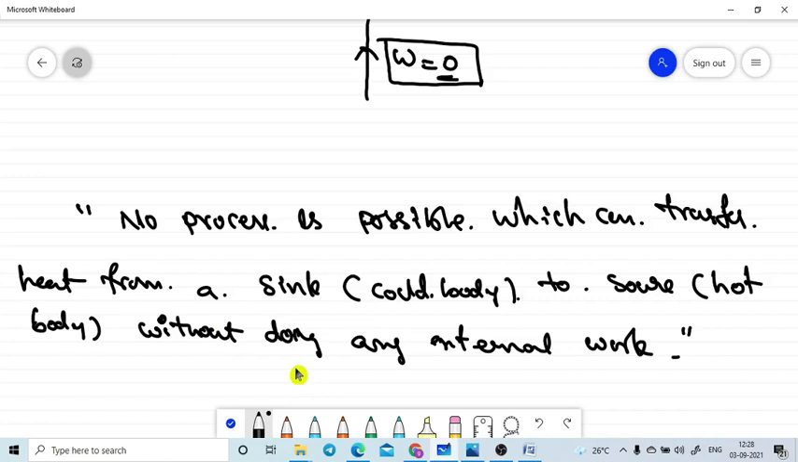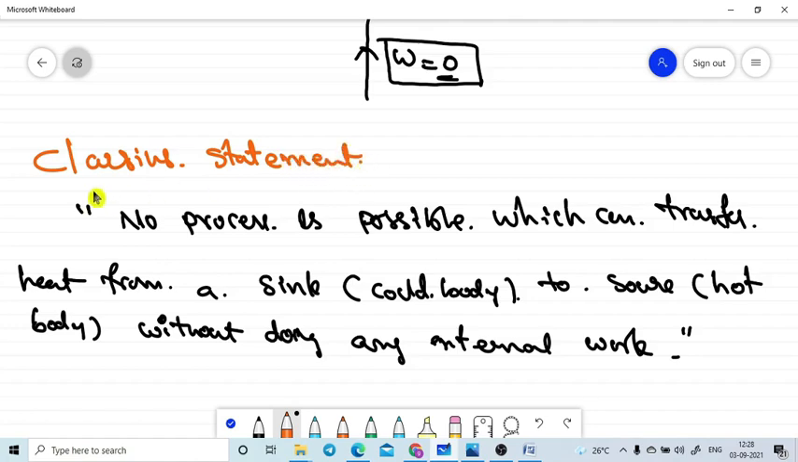To make the beta value infinite, W must be 0. But W will never be 0, because this statement gives the limitation of the coefficient of performance of the refrigerator. This statement is given by the Clausius statement. We will name it the Clausius statement. So these two statements are named the second law of thermodynamics.